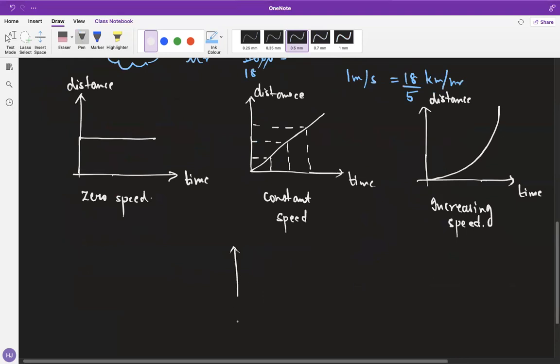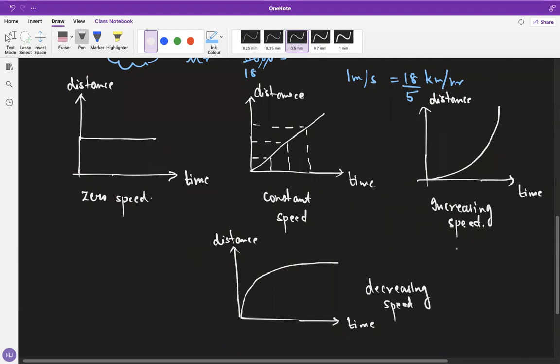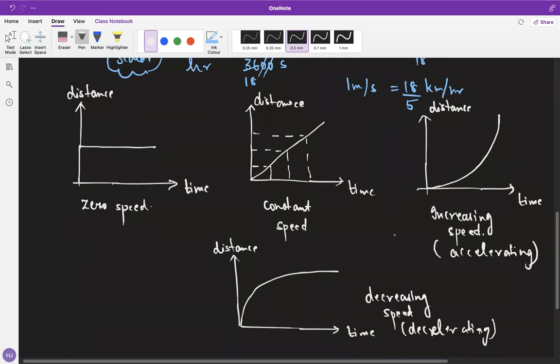And likewise, if it is slowing down, the distance versus time graph is going to basically be like this. So basically, this is decreasing speed. Whenever speed is changing, we can say that we're accelerating or decelerating. Here the speed is increasing, so it is accelerating. Here the speed is decreasing, so it is decelerating. So these are four scenarios under which we will be examined for sure.